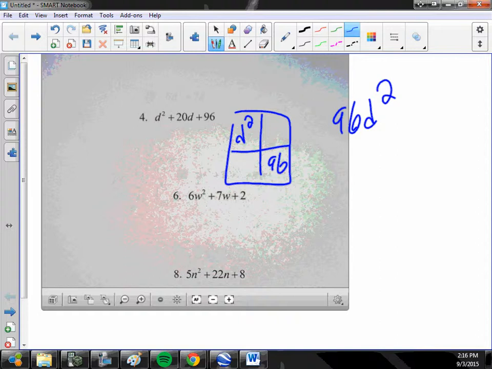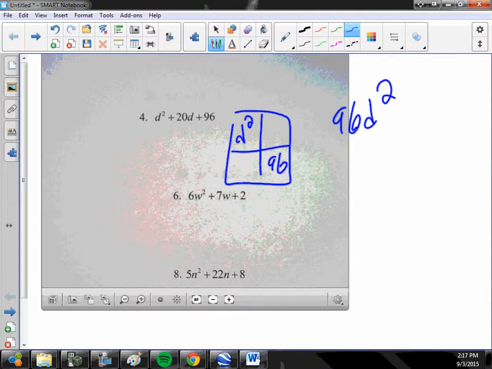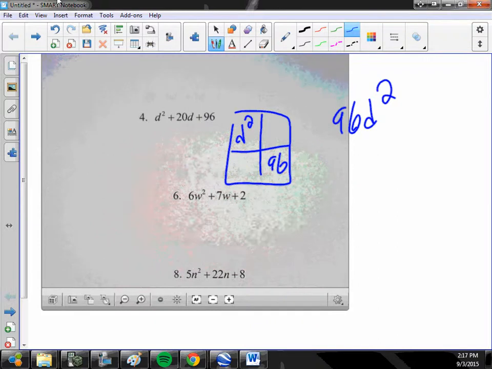So I like to just go through the list. 1 and 96, definitely not. 2 and 48, no. 3 and 36, no. 3 and 32, no. 4 and 24, doesn't work. 6 and 16 doesn't work. 7 doesn't work. 8 and 12. There we go. So 12d and 8d.